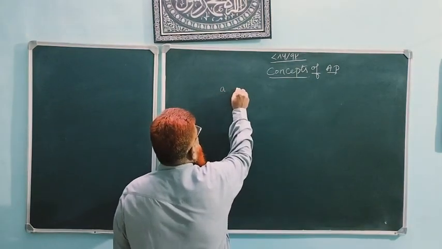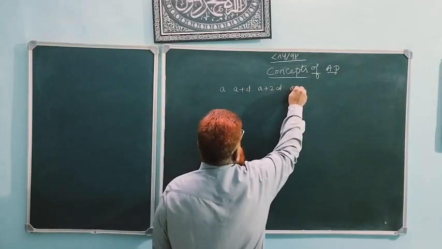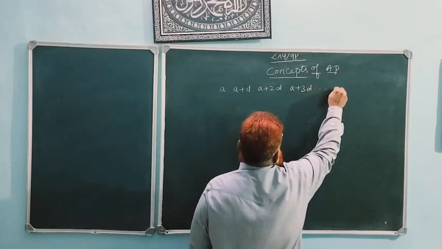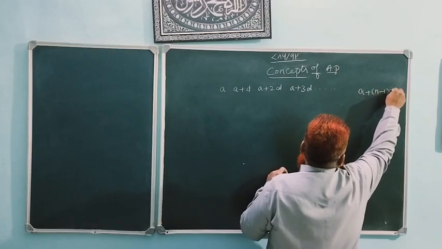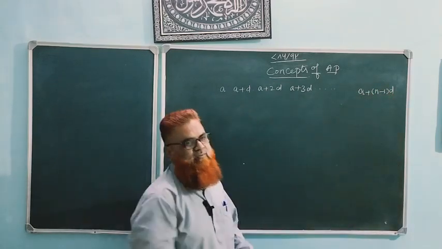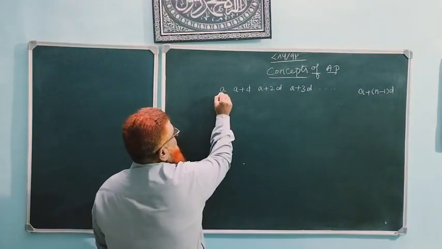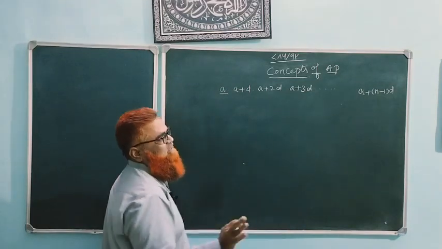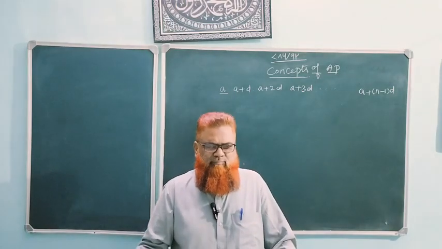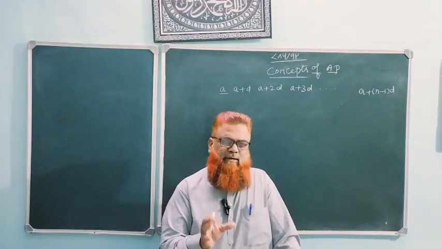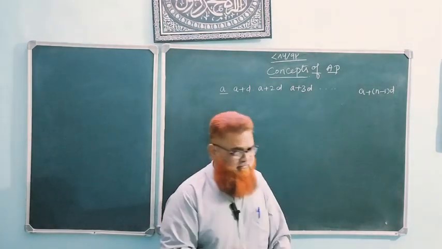Usually we write A, A plus D, A plus 2D, A plus 3D, etc., and we reach the last term, which is A plus n minus 1 into D. This is our first term, this is the last term, and the common difference is D. This is normal and is given in all the textbooks. But today I am going to interpret it in a different way. What is the different way?